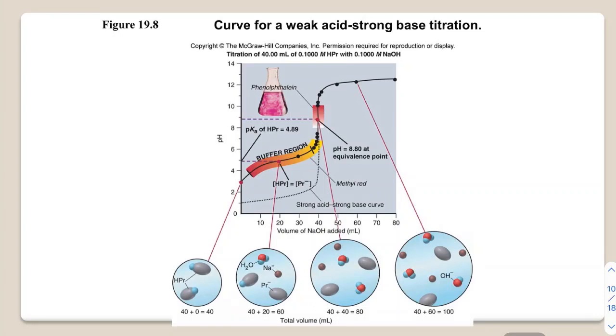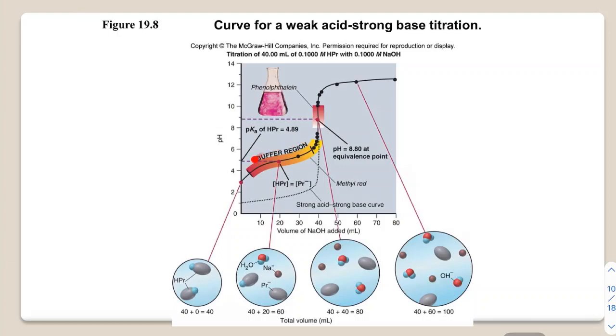The first point is the initial pH, which is quite high. The initial pH is quite high because this is a reaction of a weak acid, so the concentration of H3O+ is not as high as the concentration of H3O+ in a strong acid. And then the second point is when we observe a gradual increase of the pH.